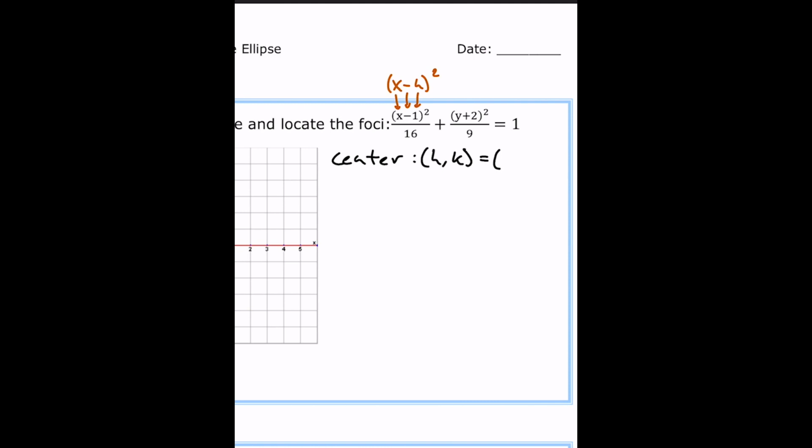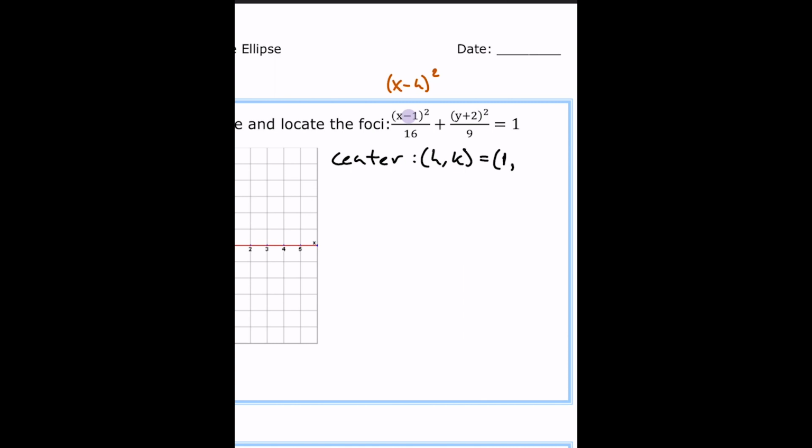But what a lot of people are tempted to do is to see this negative 1 right here and say that h is equal to negative 1, when in fact it's not. It's equal to positive 1, as we saw by matching up the pieces.